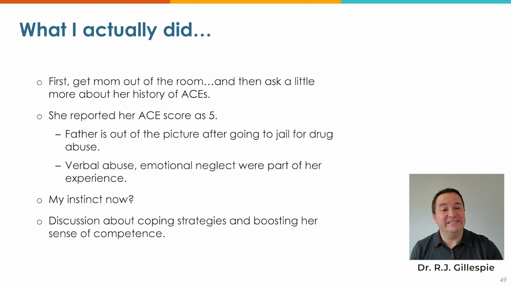But what I actually did in this visit was first get mom out of the room so that I could talk to the teenager on her own, and decided to ask her a little bit more about her history of ACEs. And she reported her ACE score to me as 5. First, she said that her father was out of the picture after going to jail for drug abuse. And that honestly is a loaded sentence because that's 3 ACEs in one. She also reported verbal abuse and emotional neglect as part of her experience.